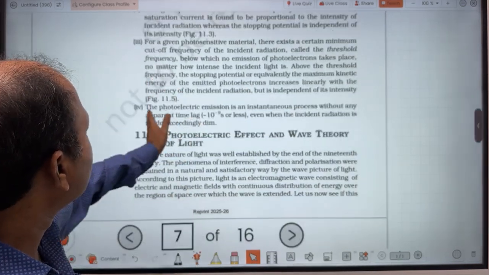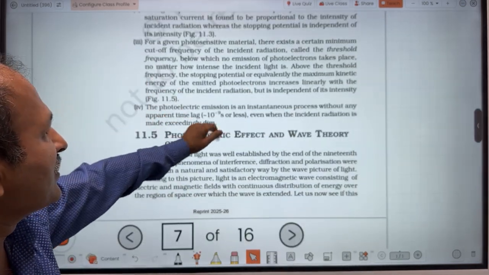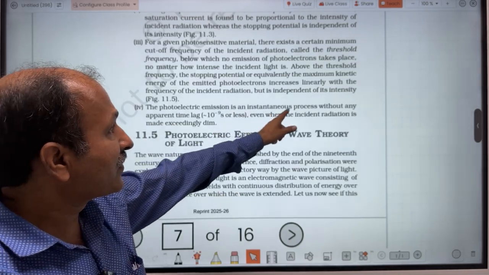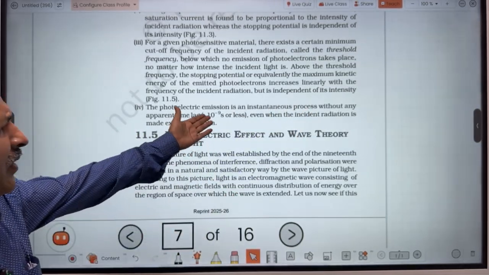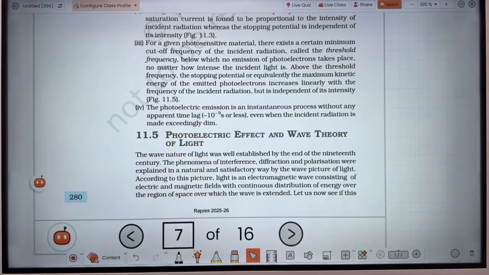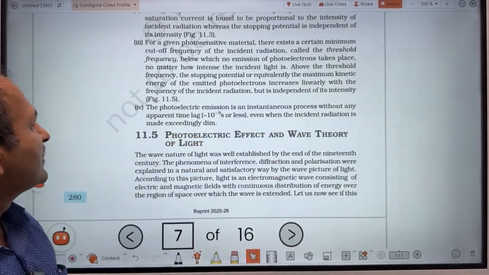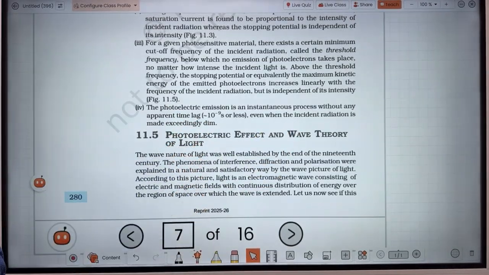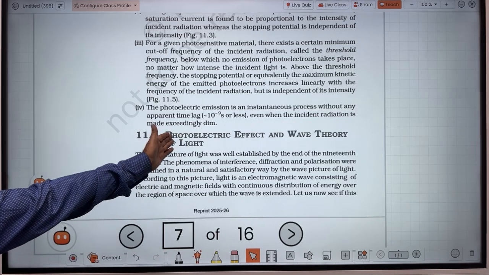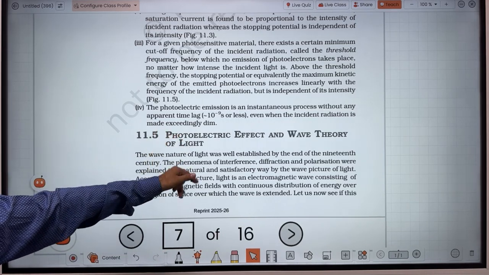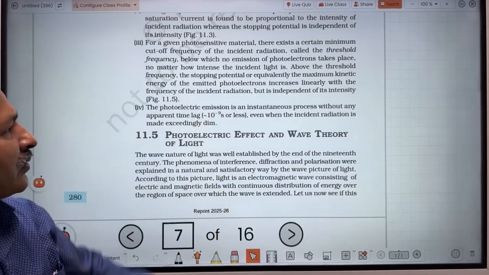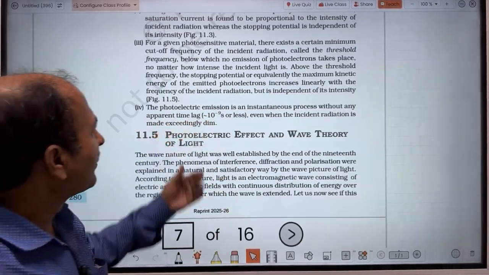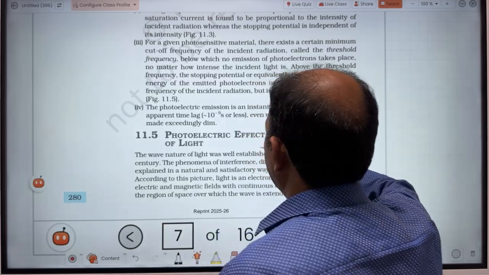And the last point is the time lag. The photoelectric emission is an instantaneous process without any apparent time lag, roughly 10 power minus 9 seconds, which is very less, even when the incident radiation is made exceedingly dim. So it does not matter whether they are dim or bright, the time lag will be less than this, or roughly equal to 10 power minus 9 seconds. 10 power minus 9 seconds means it is an instantaneous process.